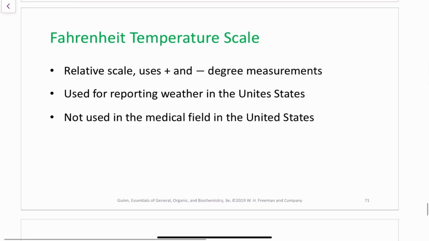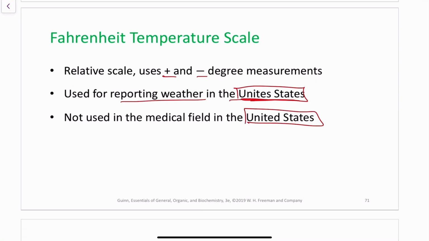Then we have the Fahrenheit scale. This scale can be used as positive and negative, and it is used for reporting weather in the United States, basically, right? It is not used in the medical field in the United States, but they normally use it for reporting weather, and it is normally symbolized as capital F, Fahrenheit. It can also be a positive or negative scale, so the Fahrenheit can be negative or positive.